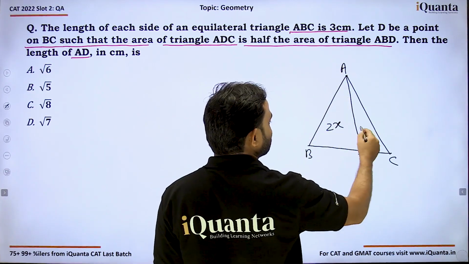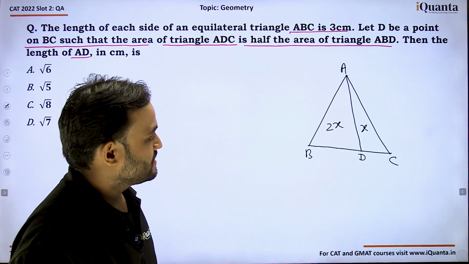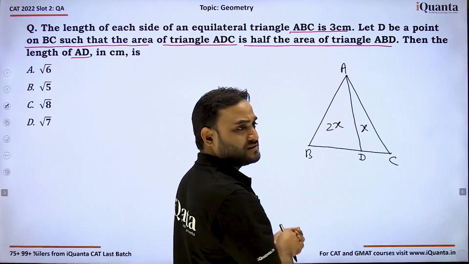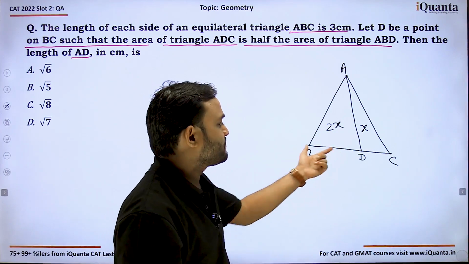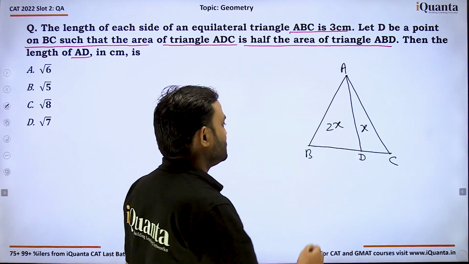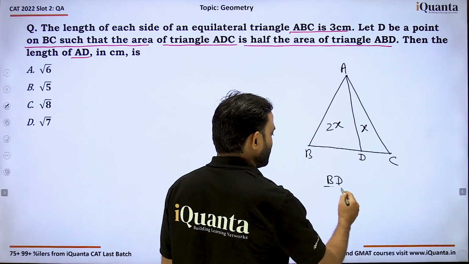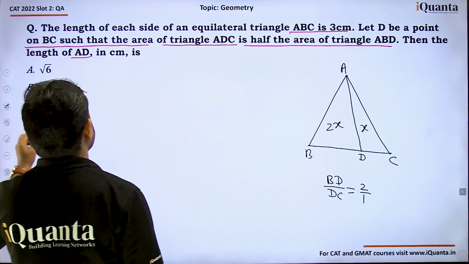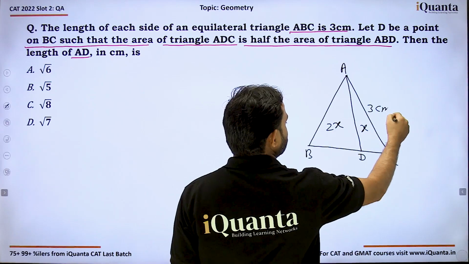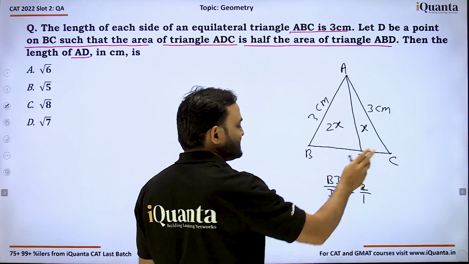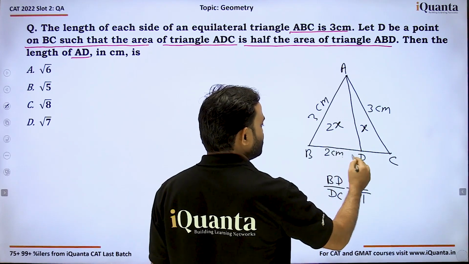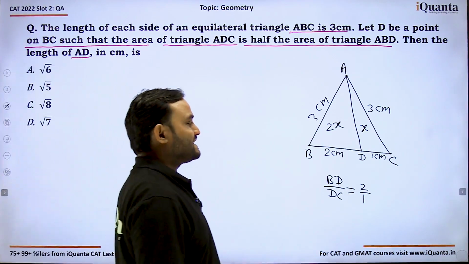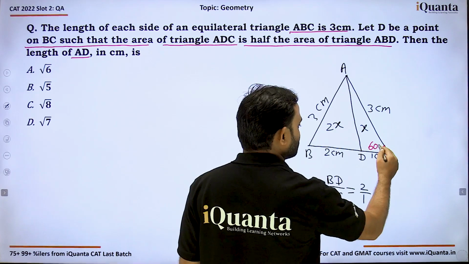If area of triangle ADC is X, area of triangle ABD will be 2X. Now we know that in any triangle, the ratio of area of triangles is equal to the ratio of corresponding bases if vertex is common. So in that case, we can say BD upon DC will be equal to 2 by 1, right? And the whole length is given, AC is 3 centimeter, AB is also 3 centimeter, BC is also 3 centimeter. So we can say BD will be 2 centimeter and DC will be 1 centimeter. What else do we know? As it's an equilateral triangle, we can say angle C is equal to 60 degree.